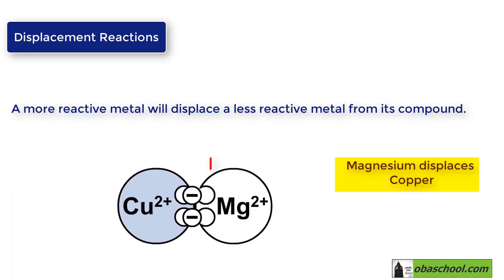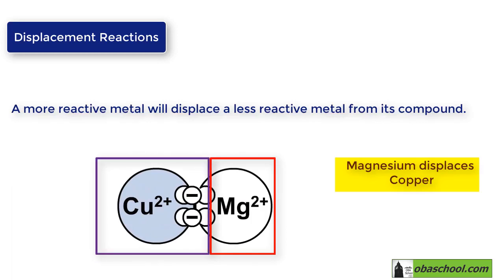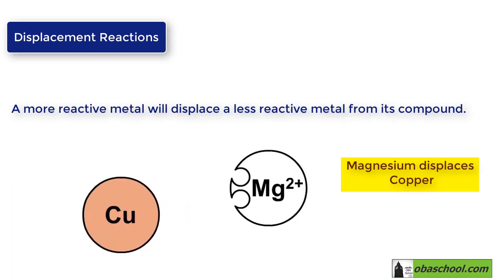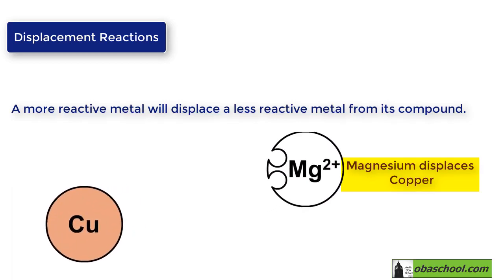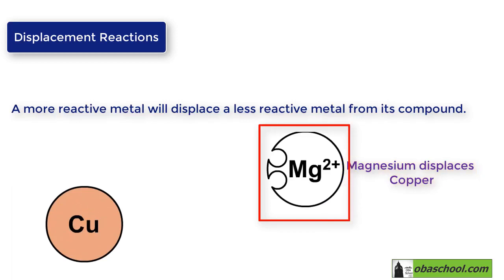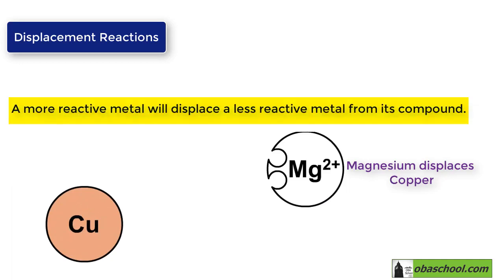So magnesium loses 2 electrons and Cu2+ gains 2 electrons to become Cu, which is solid. But when magnesium loses its 2 electrons, it becomes Mg2+, which is the magnesium ion. So to conclude, a more reactive metal will displace a less reactive metal from its compounds.